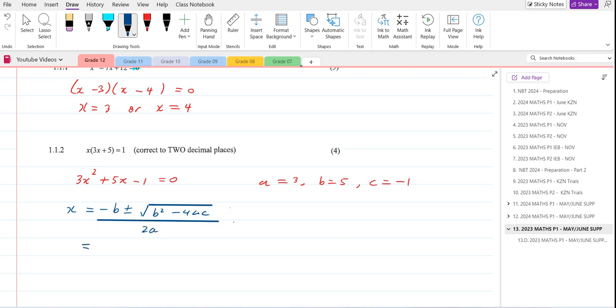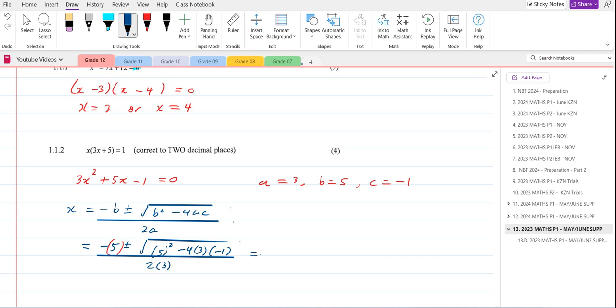So minus b will be minus 5, plus minus. Now when you substitute, just put it into brackets, because sometimes when you have a minus you forget, so just be careful. This is minus 5 plus minus the square root of b squared minus 4ac. So b squared will be 5 squared, minus 4, a is 3, and the value of c is negative 1, all over 2 times 3.